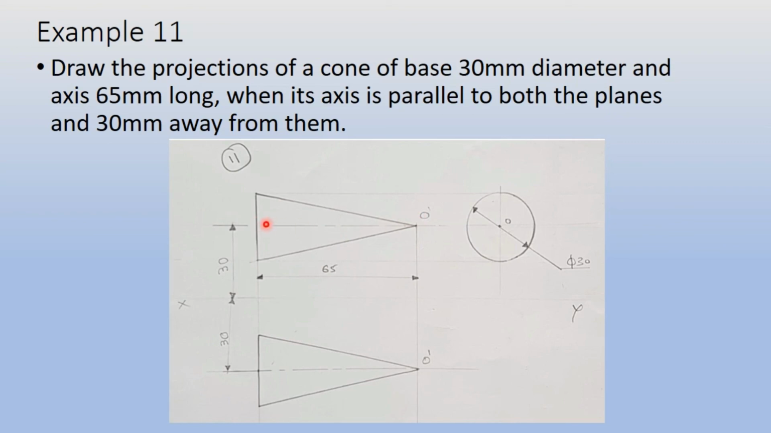The axis, now you can see it is parallel to both the planes. See, this is the XY line and the axis is parallel. This means it is parallel to the horizontal plane. And this is the XY line, and again the axis is parallel. This means the axis is parallel to the vertical plane also.